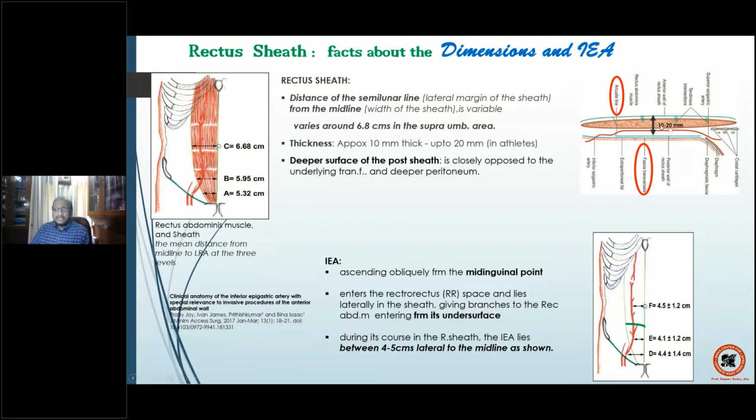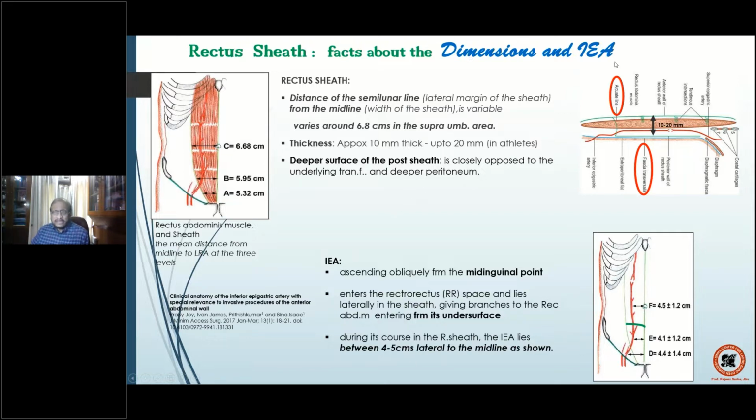Now, the deeper surface of the posterior sheath is again important. It is lined closely opposed to the underlying transversalis fascia, underneath which you have the deeper peritoneum. This is a fact which is very important because even the slightest amount of trauma to the posterior rectus sheath is liable to injure the peritoneum, and that will lead to a troublesome pneumoperitoneum.